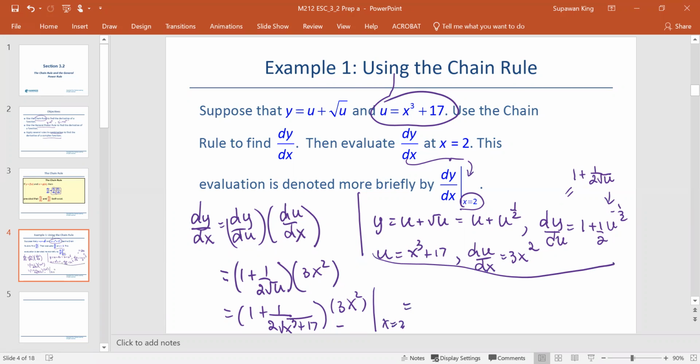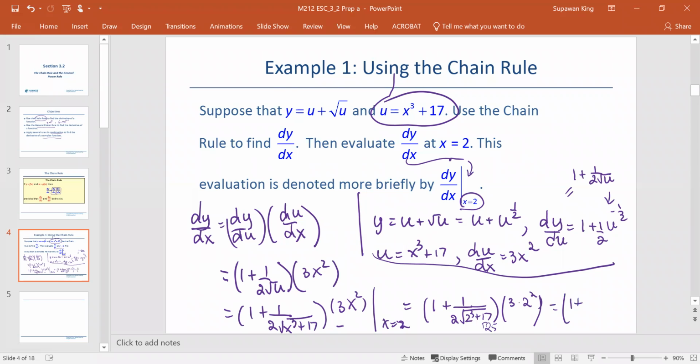Replace x with the value 2. We obtain 1 plus 1 over 2 square root of 2 to the third plus 17, multiplied by 3 times 2 to the second. 2 to the third plus 17 is 8 plus 17, or square root of 25. Square root of 25 is 5. 5 times 2, that's 10.